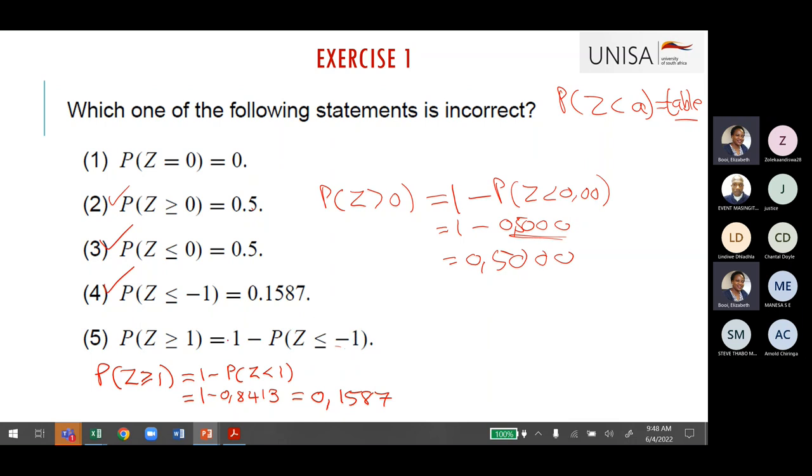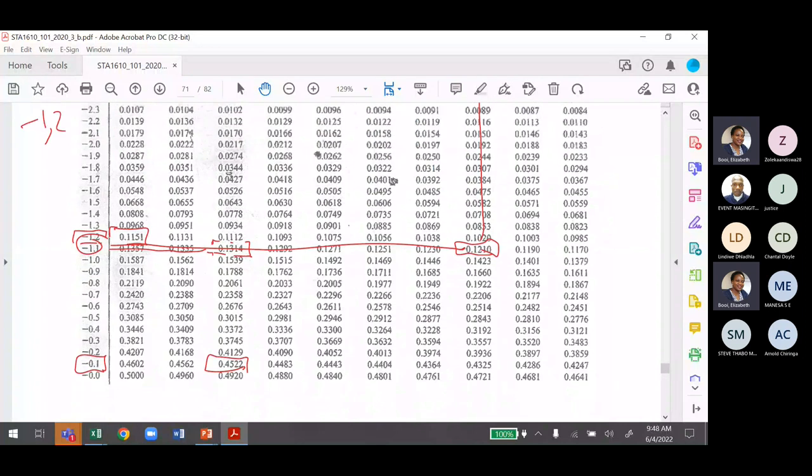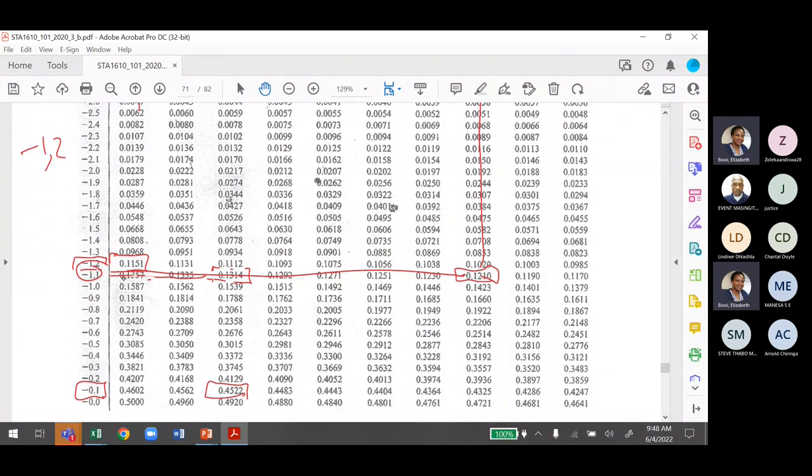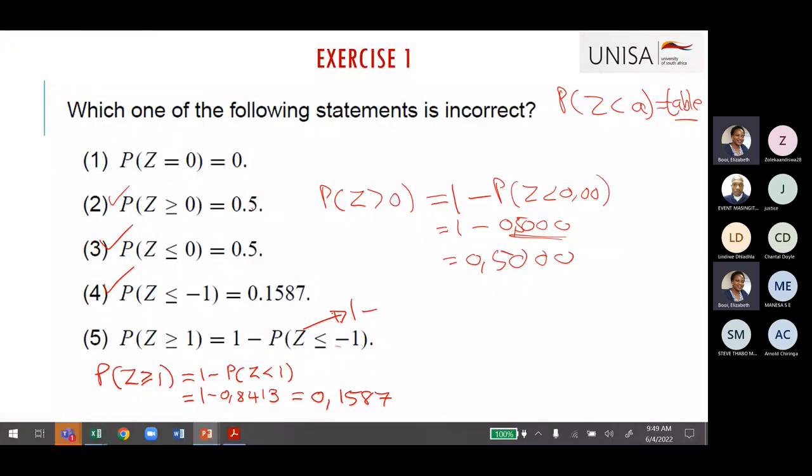And then you come to this side as well. You go find the probability of 1 minus, because this said the answer to this should be the same as the answer to that. So 1 minus the probability of Z less than minus 1. We go to the negative side. We're looking for minus 1 and 0.00, which is 0.1587, right? 1 minus 0.1587, which is equal to 0.8413. And those two are not the same.